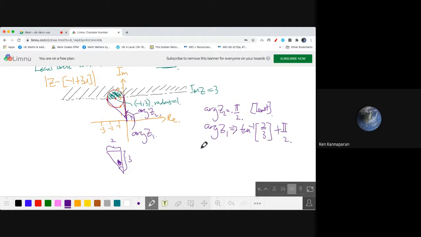So from there, the difference will be arg z1 minus arg z2, which finally just gives us the arctangent of 2 over 3. And if you use your calculator, you should get your answer. I got it just now, approximately 0.5880 radians.